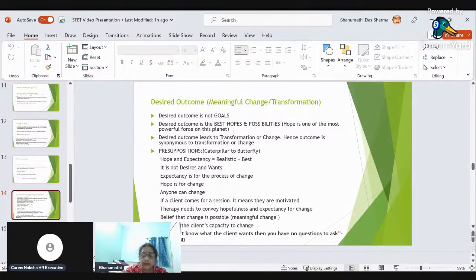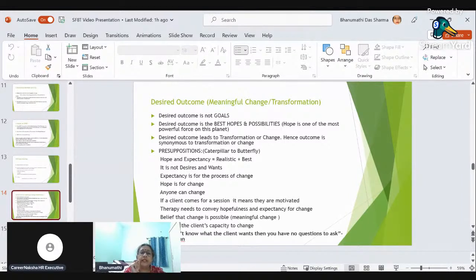It is not desires, not, "oh, I want this." Expectancy is for the process of change, and hope is for the change. And the therapist believes that anyone can change. If a client comes for a session, it means they are motivated. Otherwise, why should they waste money on us? If they are paying us 1,000 rupees, 2,000 rupees, they are motivated, they are expecting that they will get something out of it.